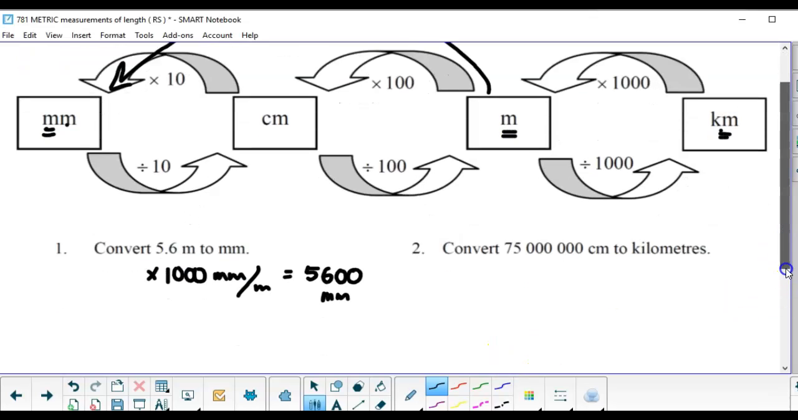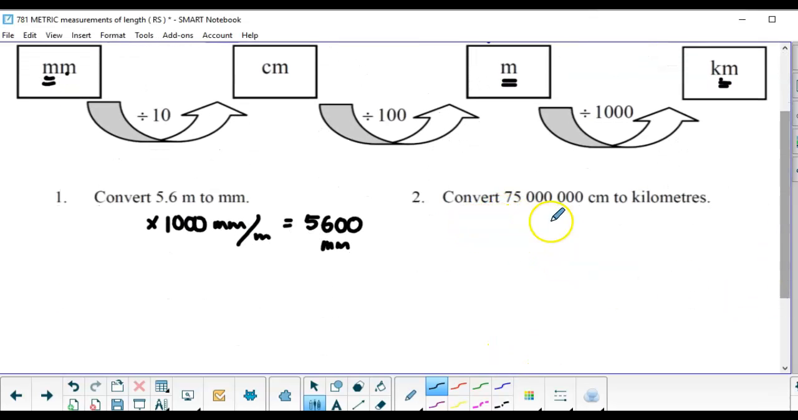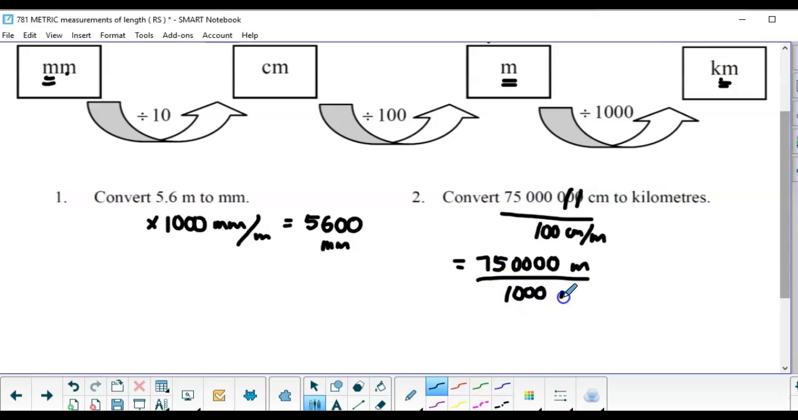Then centimeters to kilometers. You might want to do this, I sometimes do it in more than one step. To get from centimeters to meters, I would divide by 100, because there's 100 centimeters in a meter. So that's going to divide out these two zeros. So I'm going to get 751,234. That's going to be meters. And then there's 1,000 meters in a kilometer. So then those three zeros divide out. So I get 750 kilometers.